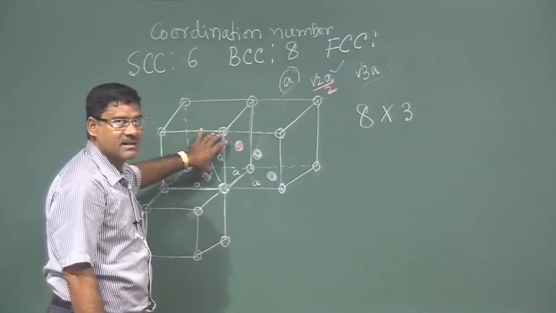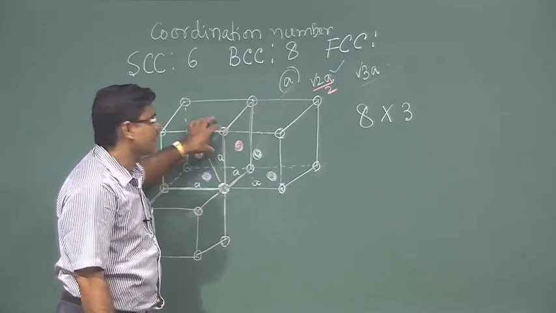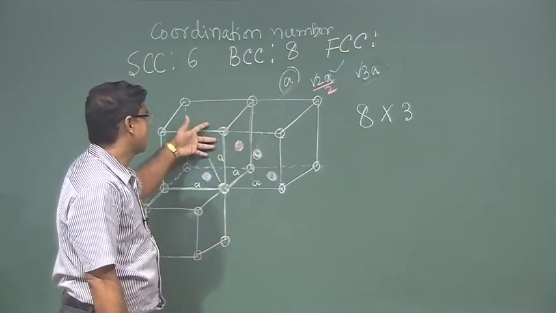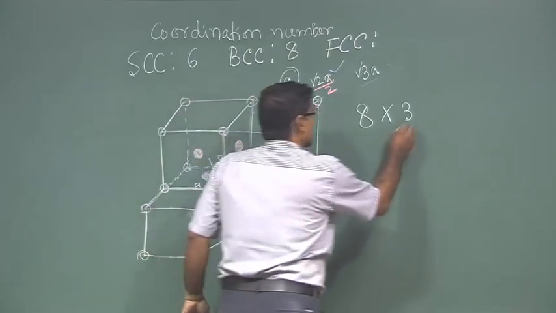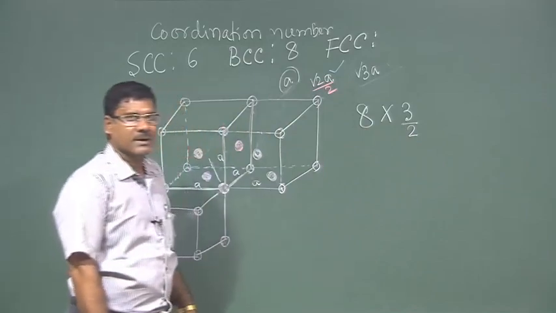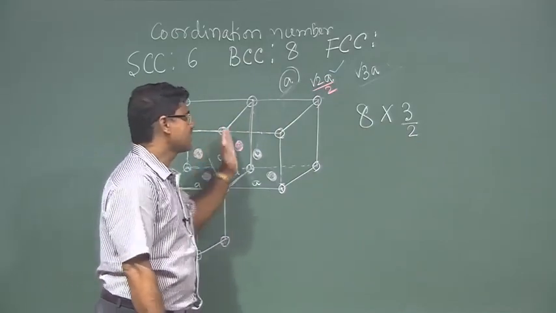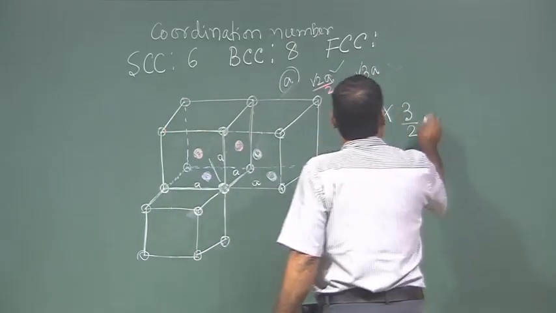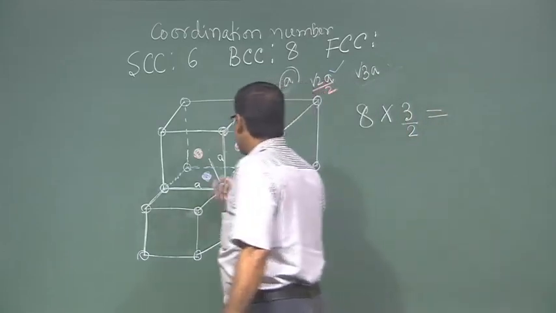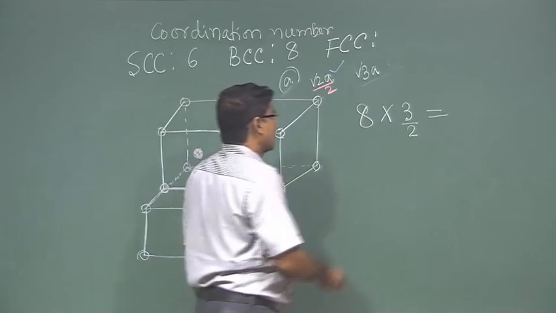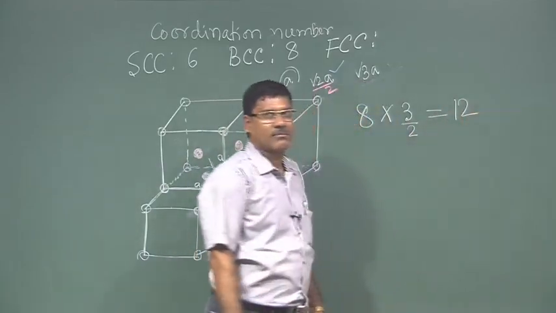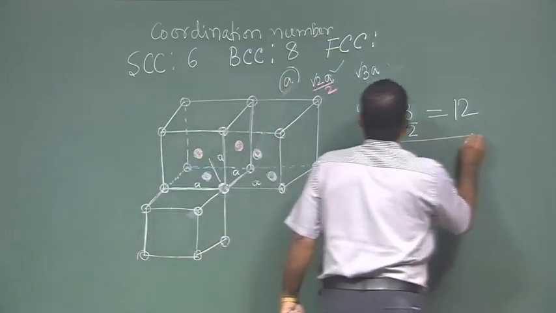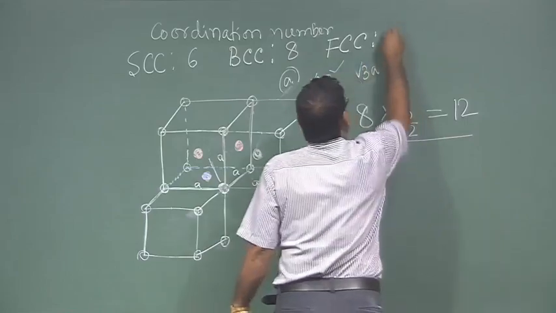So 3 from each unit cell, but these 3 are not fully from this, these 3 are shared with other unit cells. So basically per unit cell these 3, the contribution will be 3/2, half of it, okay, because each one is shared by another one. So 3/2. Okay. So how many nearest neighbors then? The nearest neighbors from here you can see is 12. Okay.